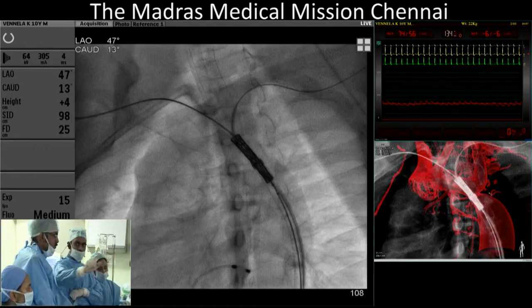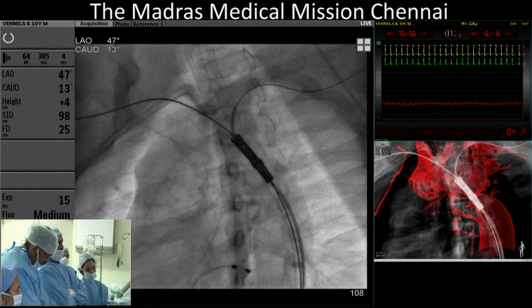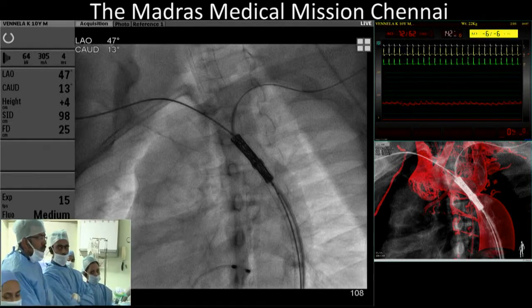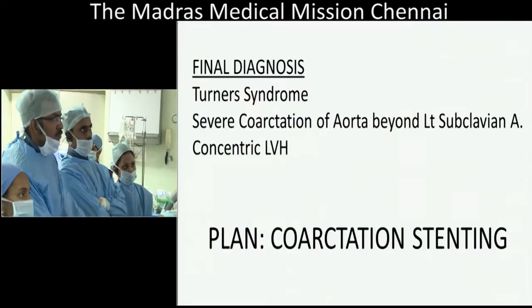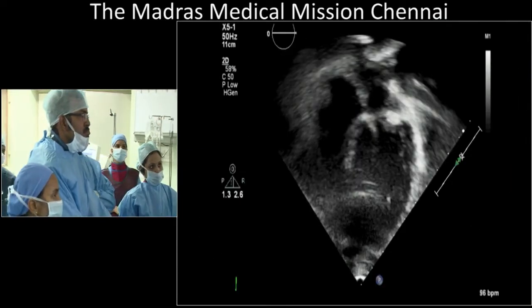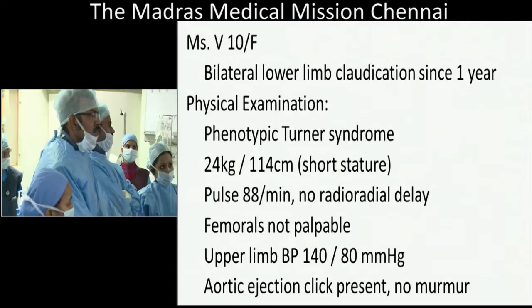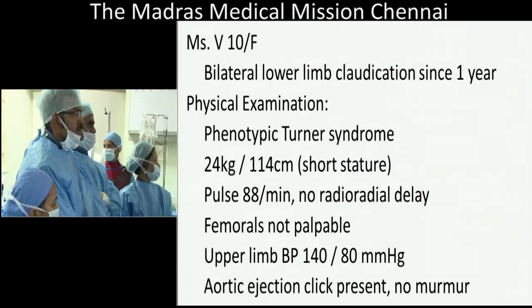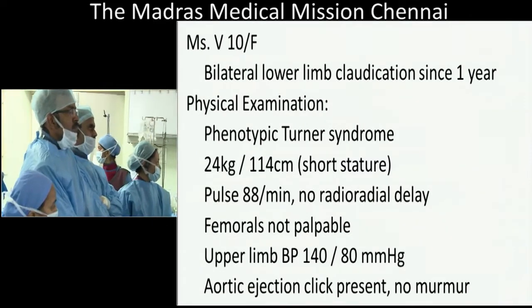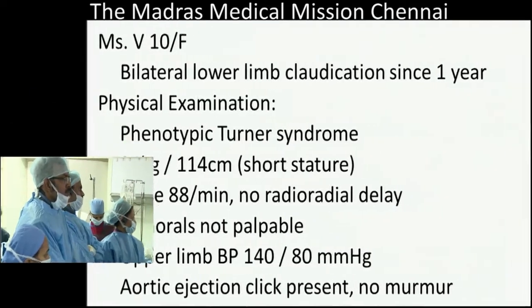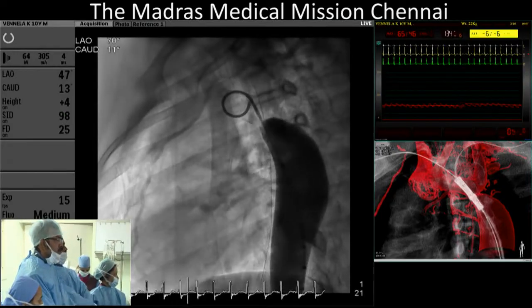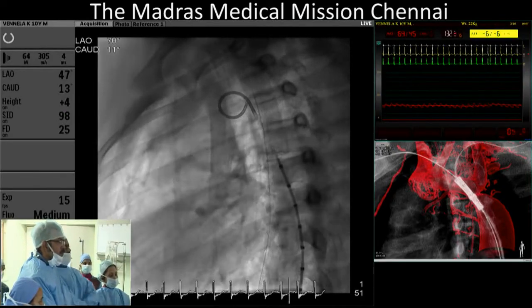So can you go to the first slide? First slide. Yeah. So Mario, you can show the angiography live. See what okay, we see the angio now, yes.